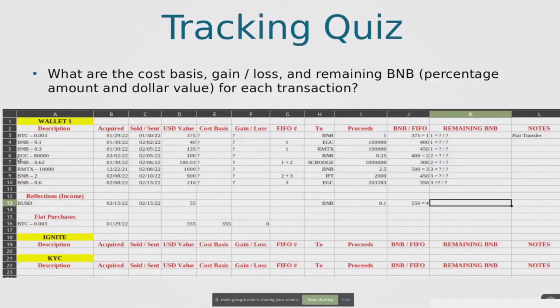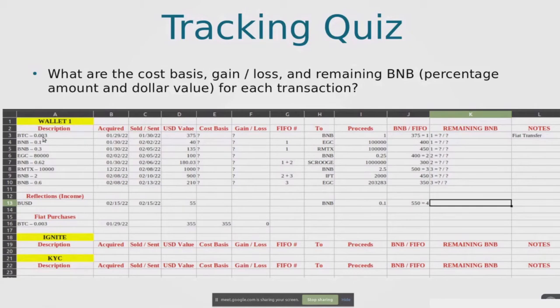This is not as scary as it looks, but here I have 7 or 8 transactions. These are dummy transactions. So these are transfers, these are reflections, and I also track fiat purchases just for my own benefit. So maybe we can do a little quiz here.